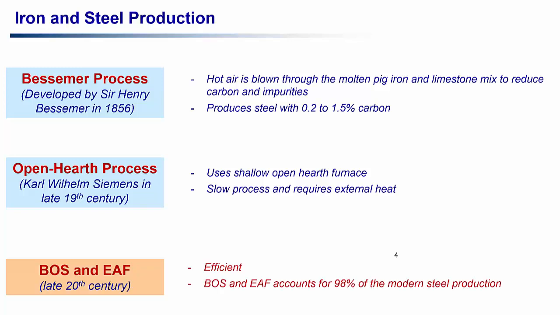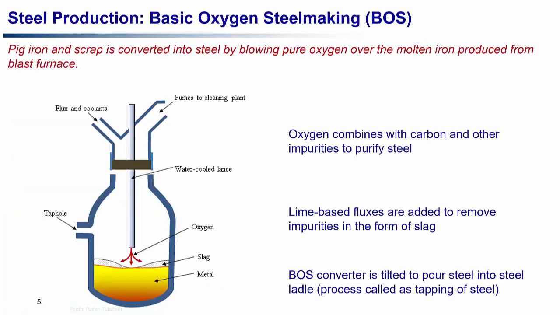By the late 20th century, the open hearth process was mostly replaced by the more efficient basic oxygen steelmaking or BOS process or electric arc furnace or EAF processes. In modern steelmaking, BOS and EAF together account for more than 98% of the total steel produced in the world. The BOS process is very similar to the Bessemer process, but in this process, the pig iron and iron scrap is converted into steel by blowing pure oxygen over the molten pig iron instead of blowing air like in the Bessemer process.